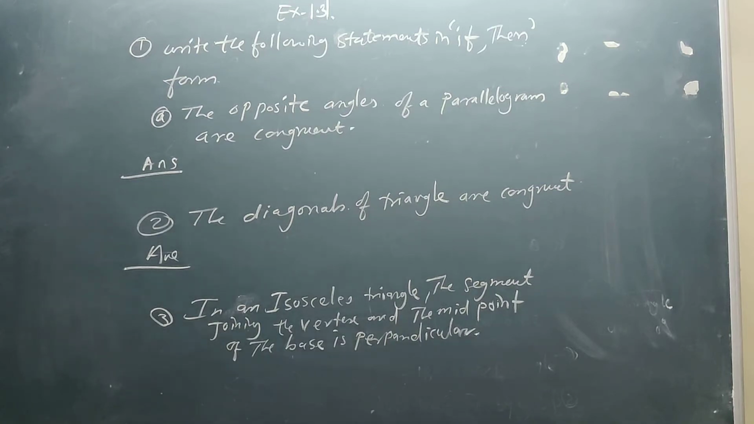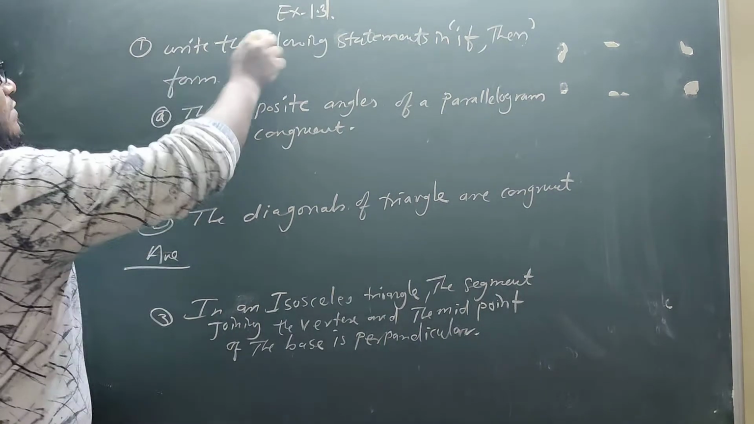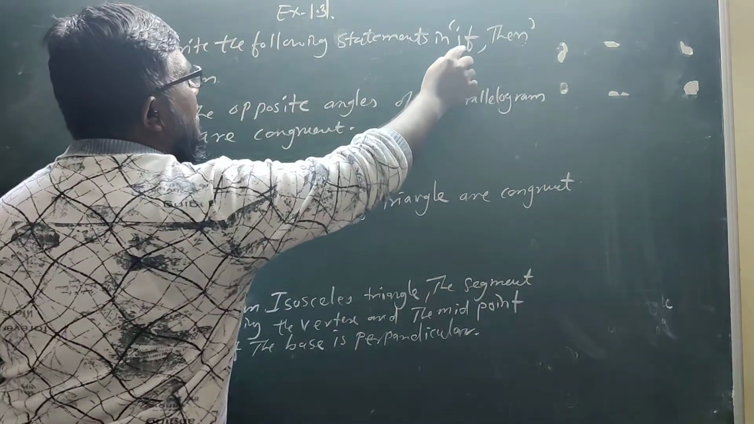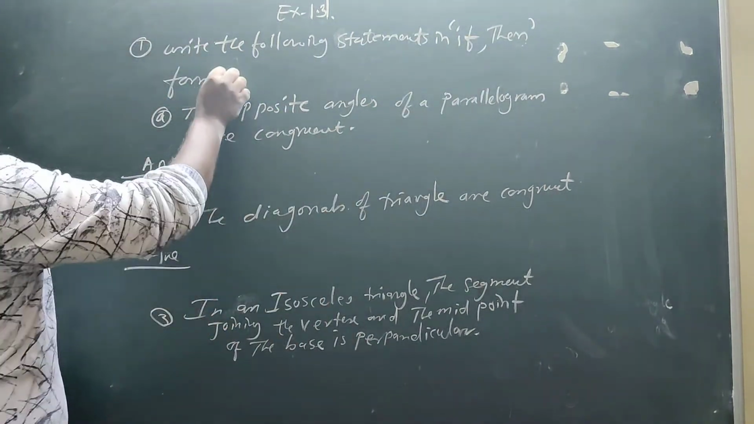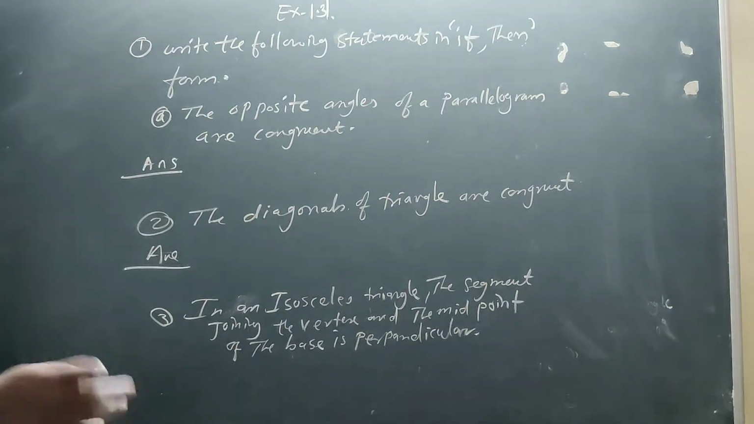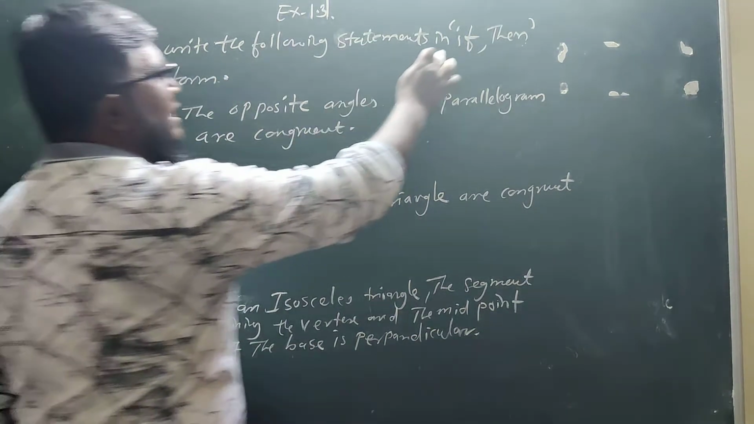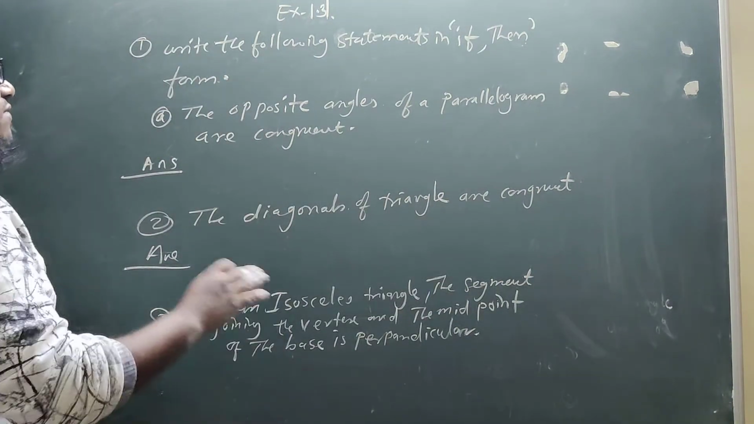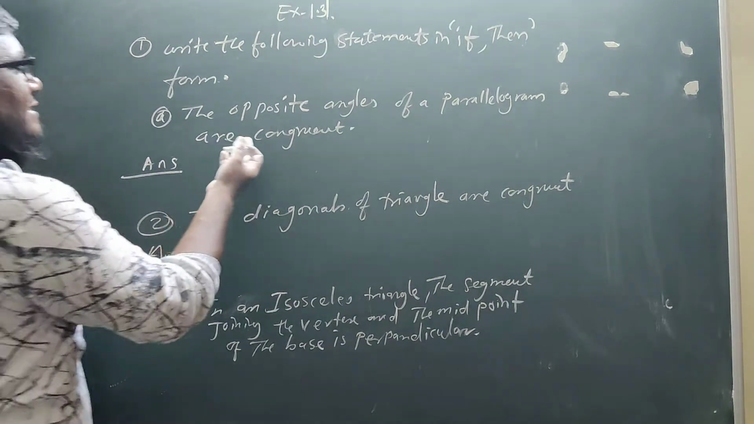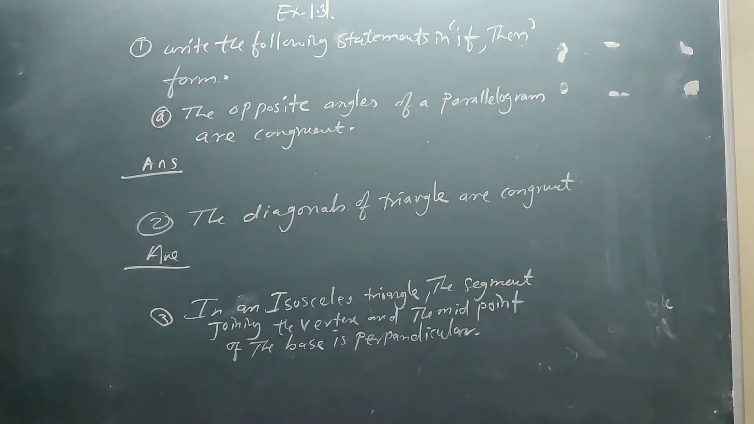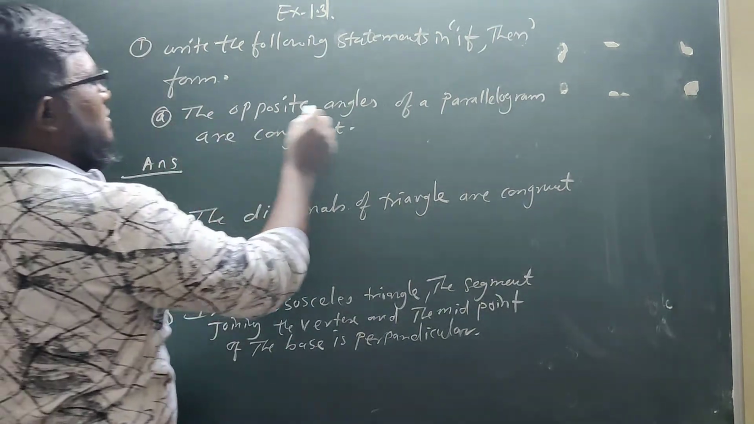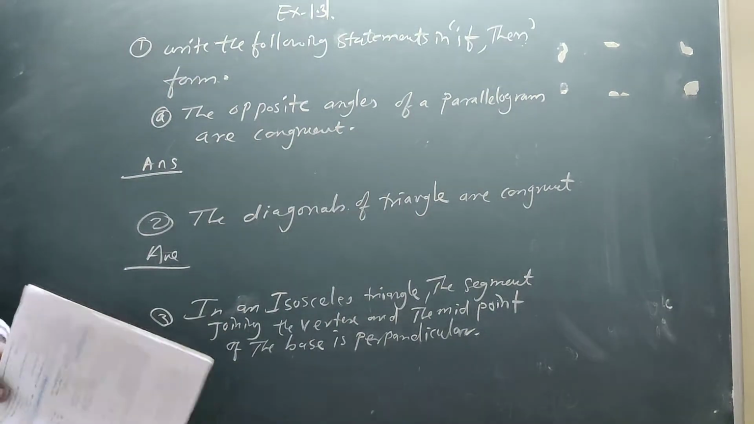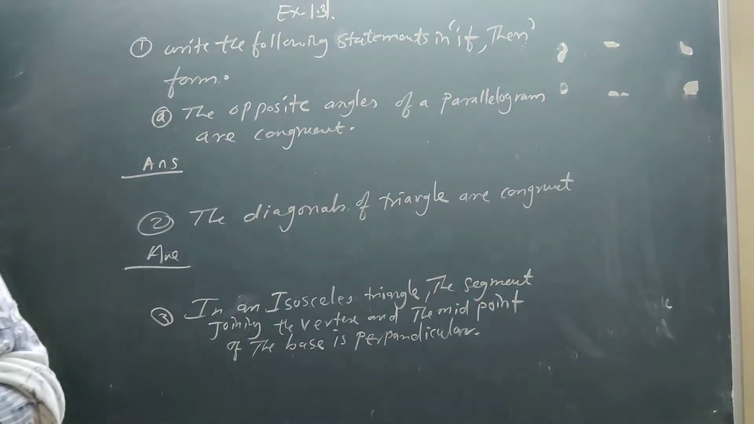Now dear students, the first question from exercise number 1.3 is like this: write the following statements in if-then form. The statements are given. We have to use if-then form, like in English grammar. So we have to convert these statements into if-then form. The first statement is: the opposite angles of a parallelogram are congruent. Now we have to change this statement into if-then format.